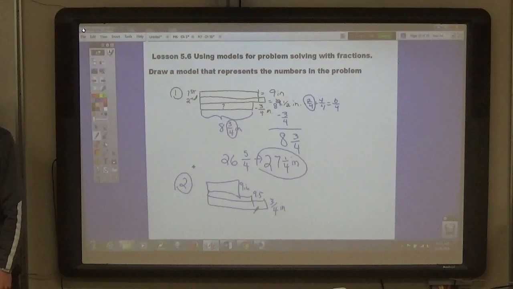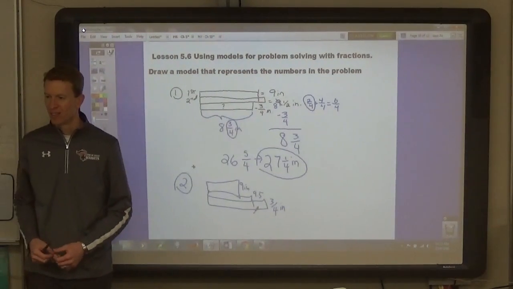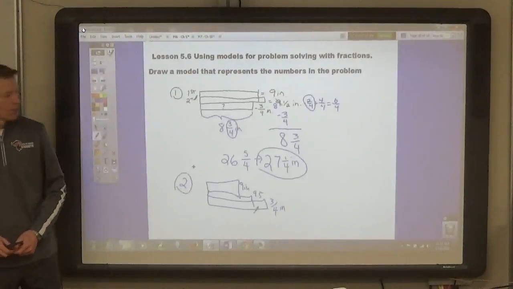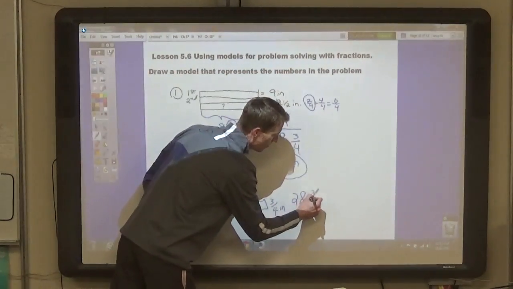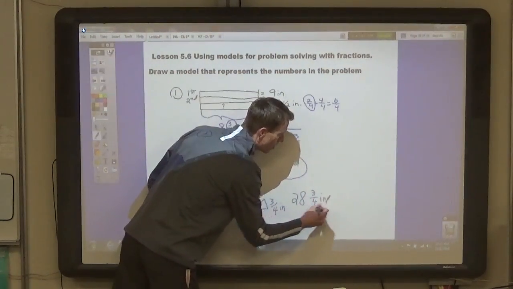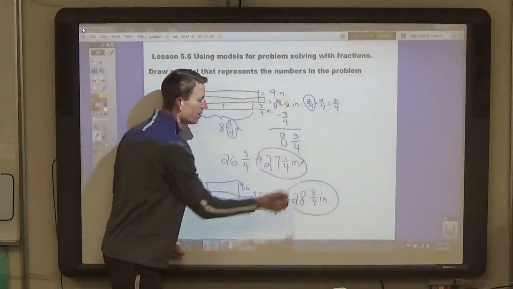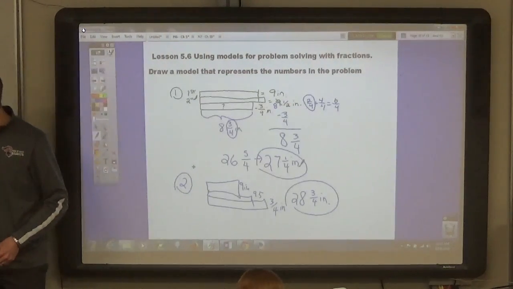Bethany? You have it? You have it? Danny? Yeah. Good. 28 3/4 inches. And make sure you label it in inches. IN period. So that we know what unit we're using.